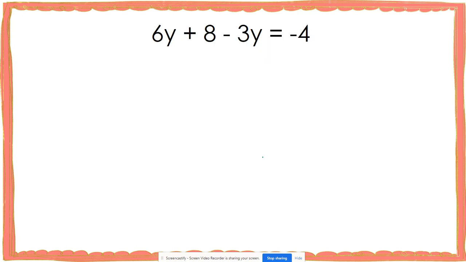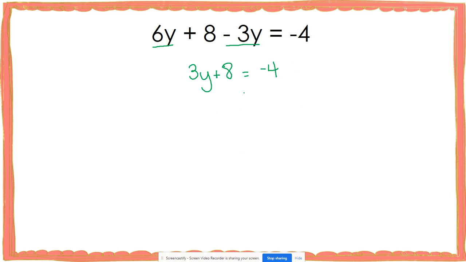This problem says 6y plus 8 minus 3y equals negative 4. I notice that on the left side of my equation, I have like terms. I have 6y and 3y that can be combined. So I'm going to combine these by doing 6y minus 3y. And 6y minus 3y is 3y. 8 does not have a like term on the left side of the equation, so I'm just going to rewrite plus 8. And then the right side of my equation only has negative 4.